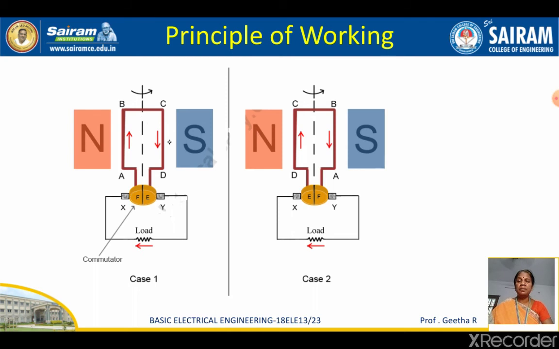In either way, when it is rotated, there will be a change in the flux. When there is a change in the flux, and the coil is properly connected to the load, current flows through the load. Here the coil is shown as ABCD in this direction. When it rotates 180 degrees, that is also shown, just to illustrate the use of the commutator. This diagram is shown here.